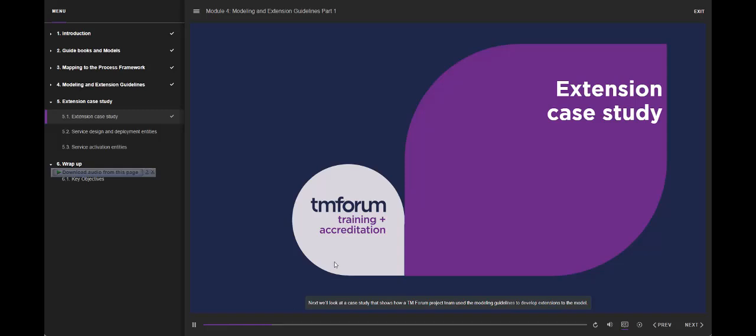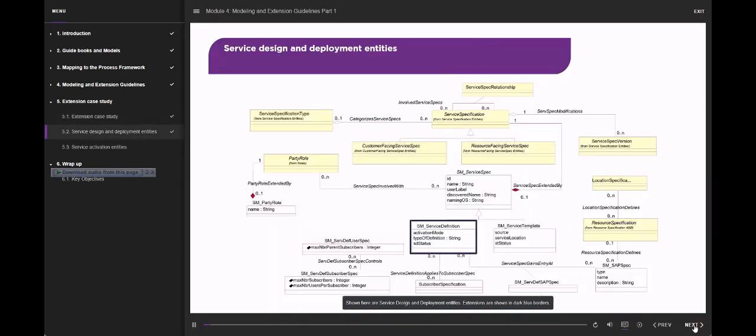Next, we'll look at a case study that shows how a TM Forum project team used the modelling guidelines to develop extensions to the model. These were eventually added to the model. Shown here are the service design and deployment entities. Extensions are shown in dark blue borders.